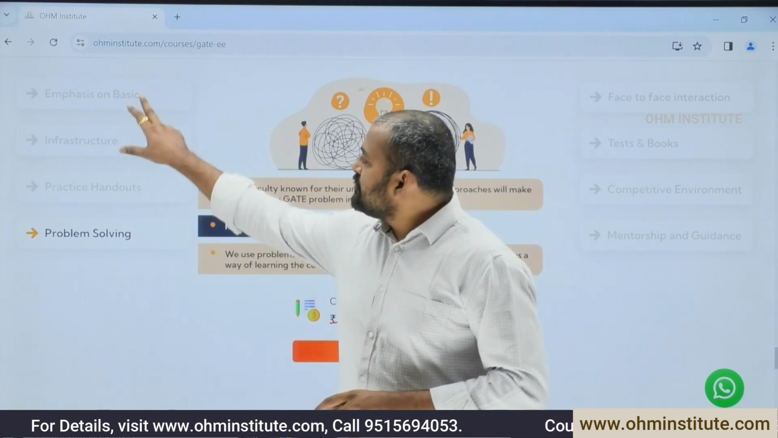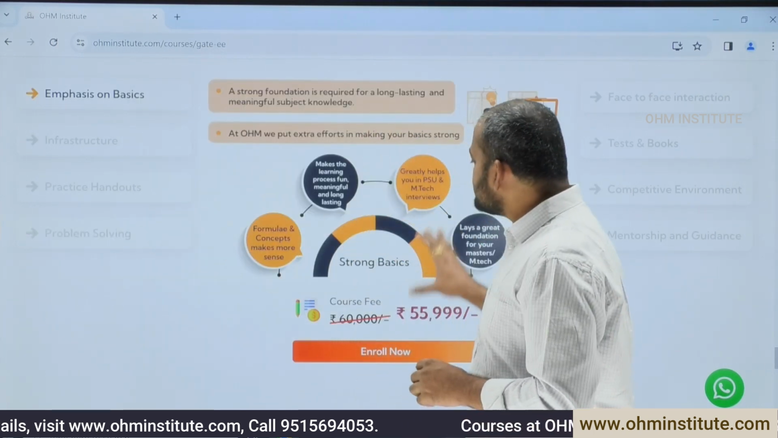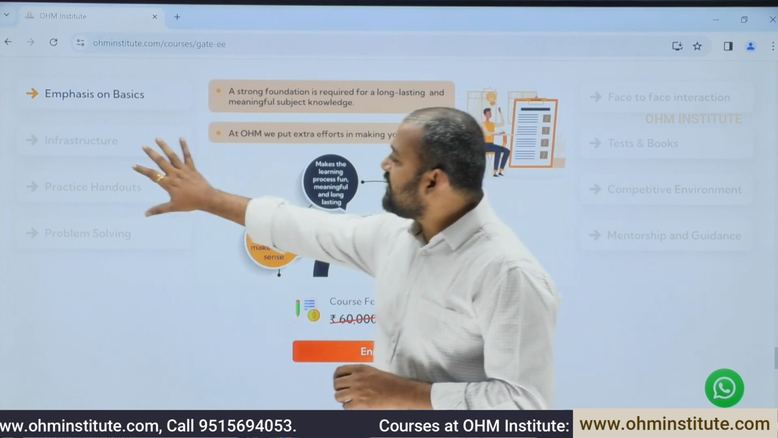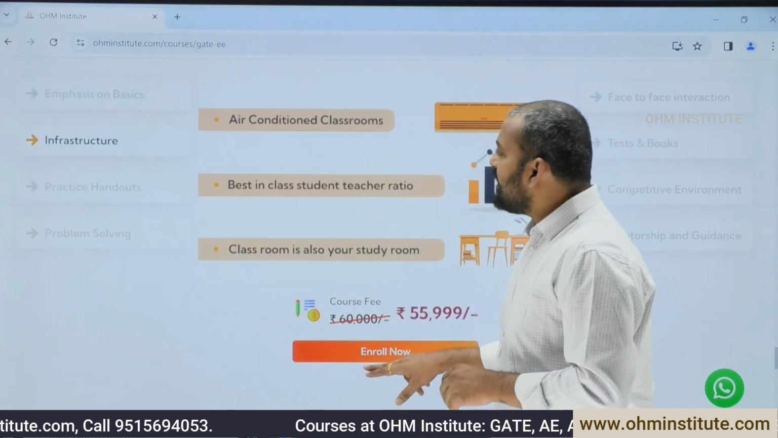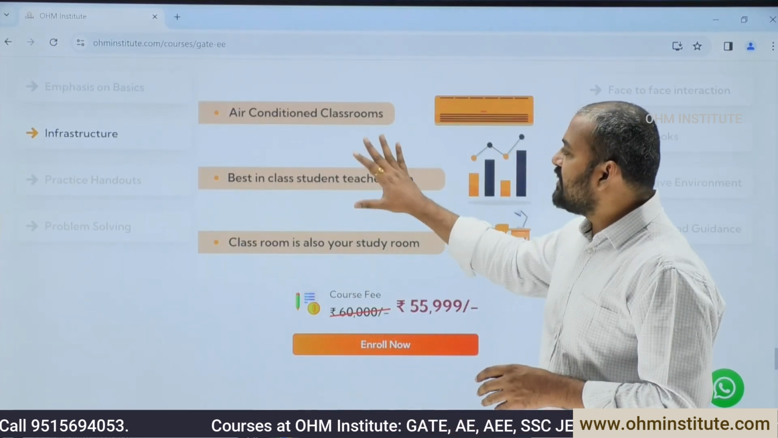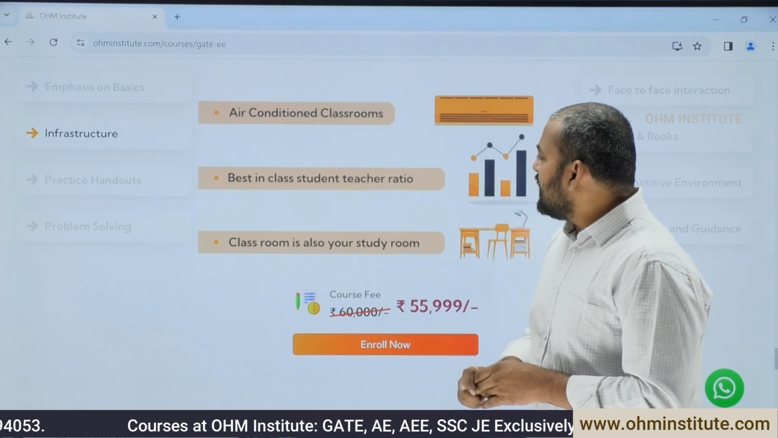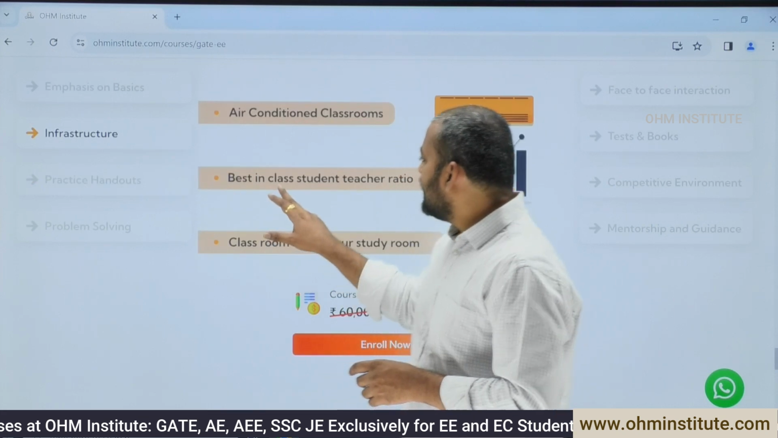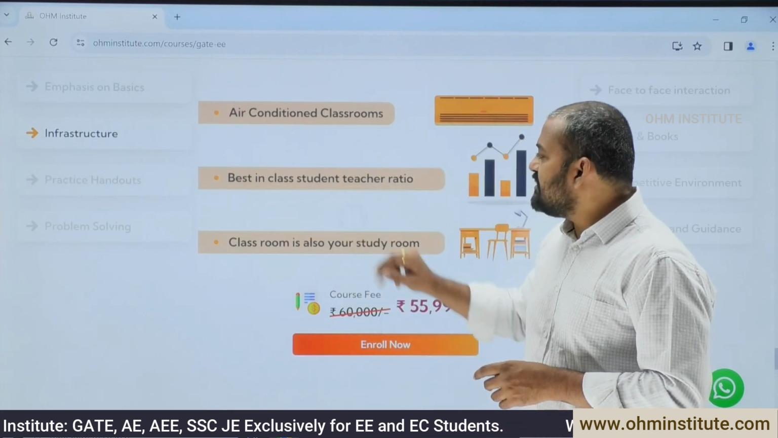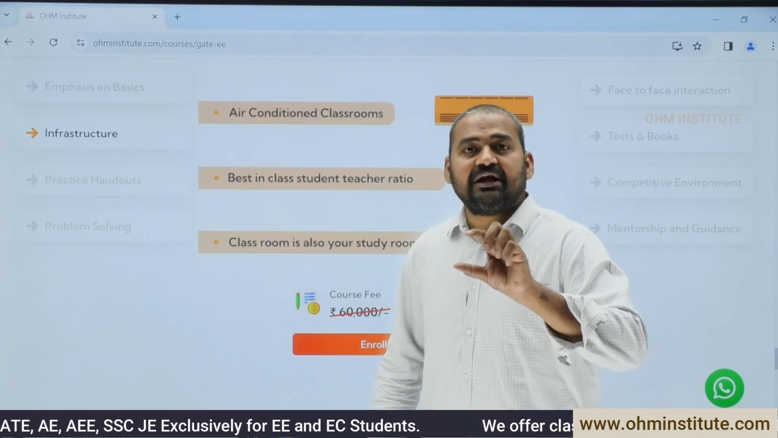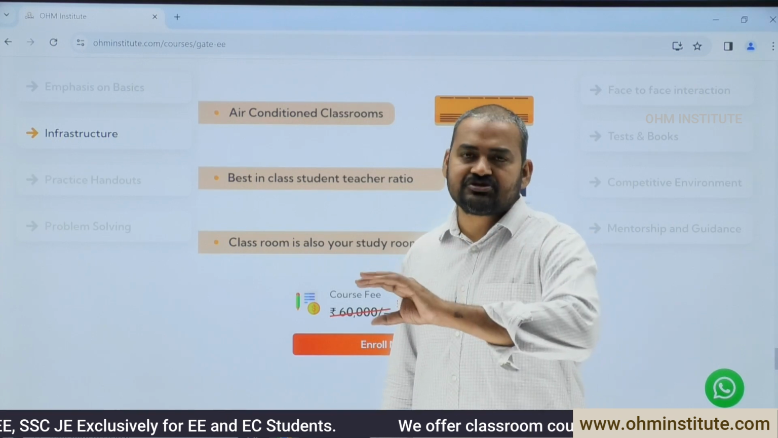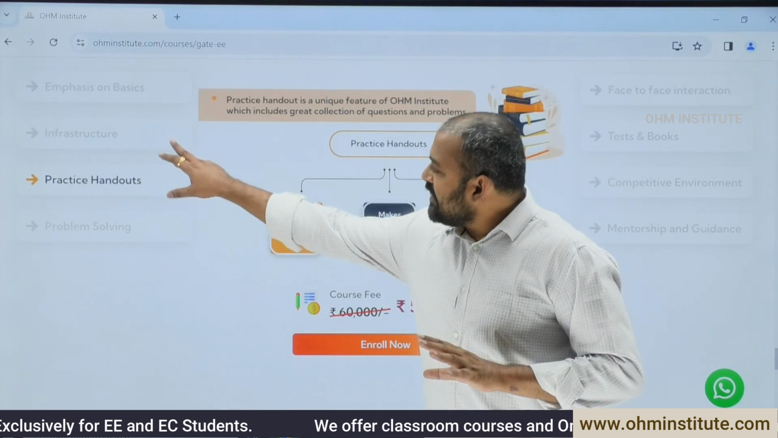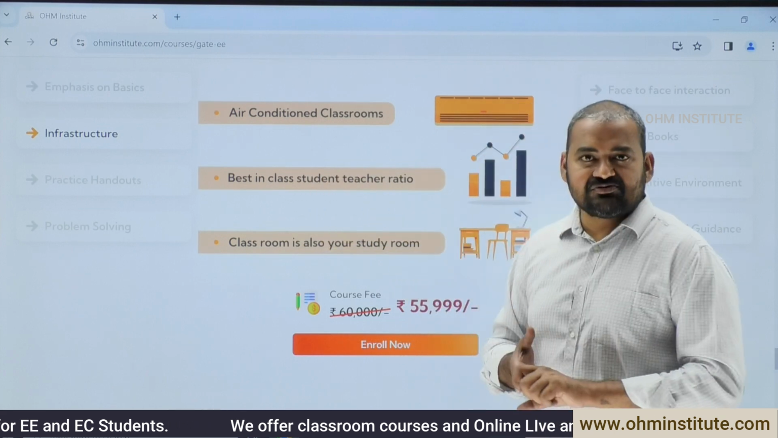Next, when it comes to classrooms, most students will think about the infrastructure. We have air conditioned classrooms. Every classroom is air conditioned, and most important, a best in class student teacher ratio. Our classroom strength is 150. We don't maintain 300 or 400 student classrooms. Air conditioned classrooms, and the strength is 150.